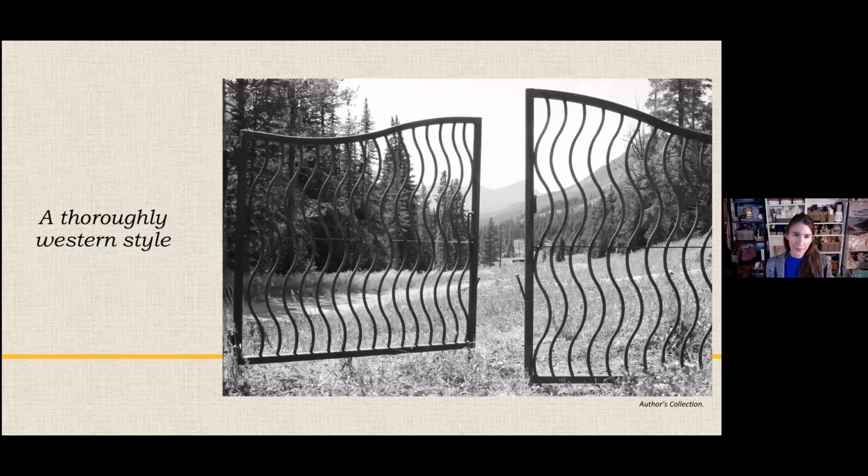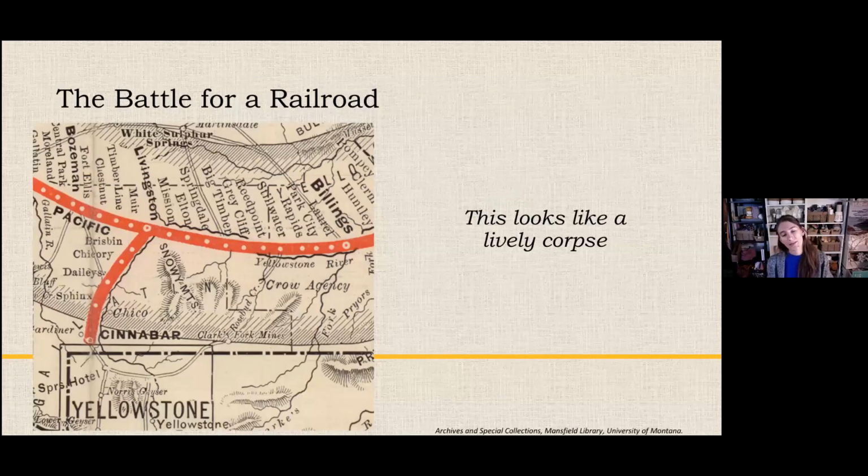So the battle for a railroad kind of officially began in the mid 1800s. Before then, it was something that was, of course, eventually going to happen, but it really didn't become a battle until then. And a lot of it had to do with the issues of Yellowstone National Park, which was one of the most viable ways to get a railroad through to that area.